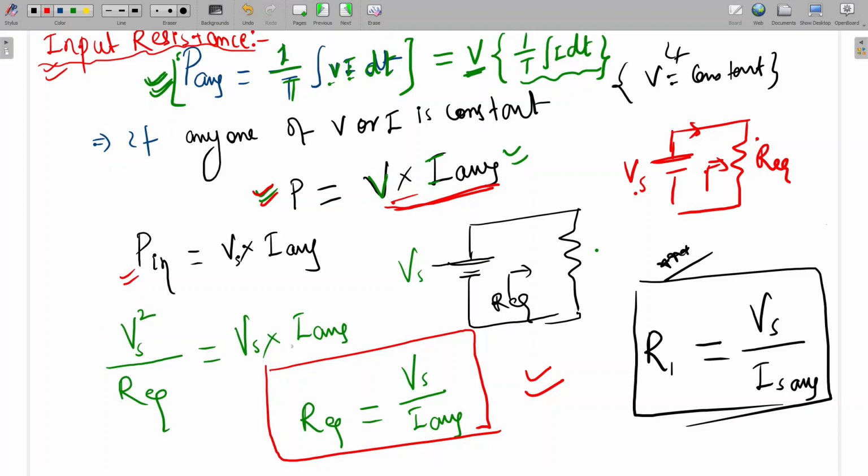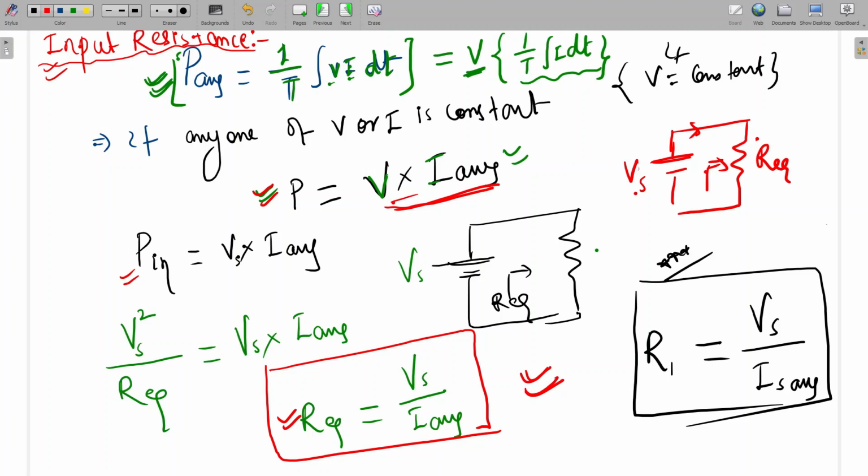So from here we can see what the value of R equivalent will be. R equivalent will be Vs by I average. While equating these two equations, we get that R equivalent should be equal to Vs by I average. Is it clear?